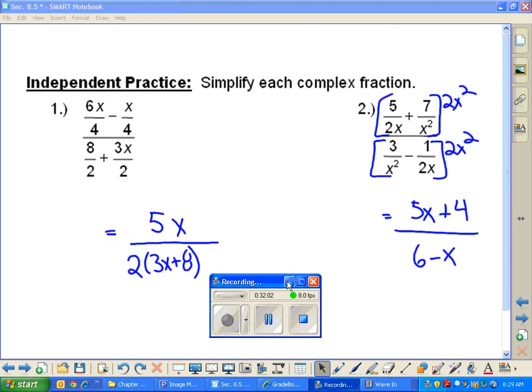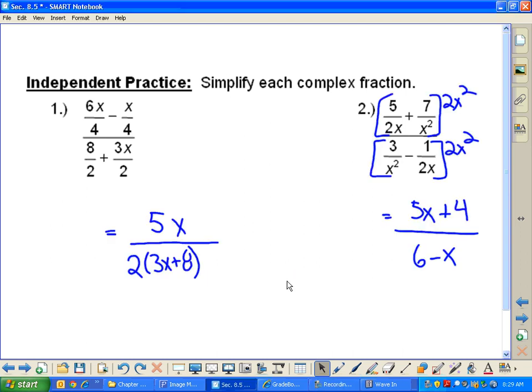Okay, I just wanted to show you your answers. So that's what they ended up looking like. You'll see that for number 1, I just simplified the top, simplified the bottom, and then multiplied by the reciprocal of the divisor. And then on number 2, I tried method 2. I just grabbed the LCD of 2x squared, multiplied that on the top and bottom, and got my denominators to all go away. It worked out pretty nicely.